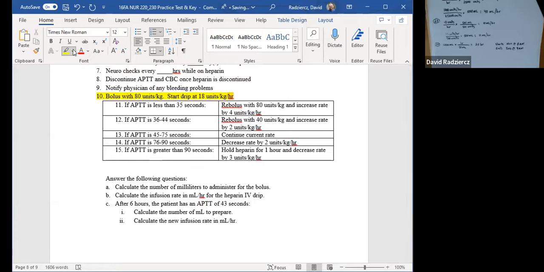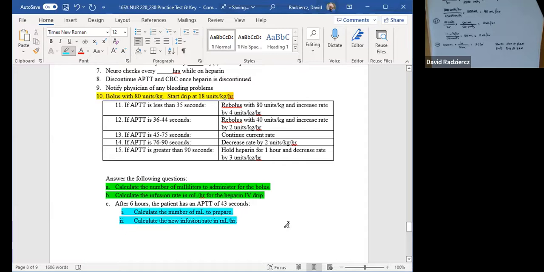On your test, when you take your exam, you're going to get two parts to one question. So the heparin protocol question has two parts. You're going to calculate a bolus and you're going to calculate an IV drip. And on the practice I actually gave you 4 questions, or 2 sets of 2 questions. I gave you parts A and B, which is most likely what you'll see on your test. And then I also gave you parts C1 and C2, which is just another version or variation.